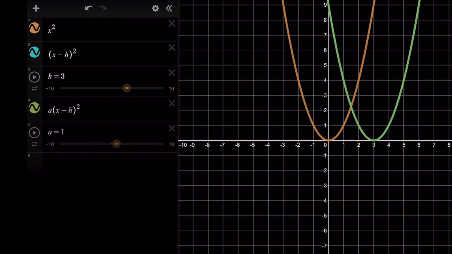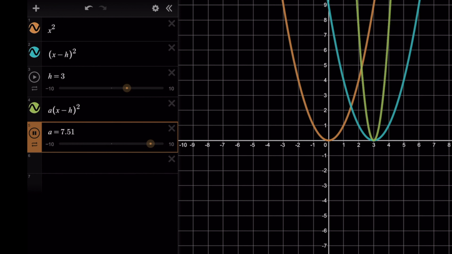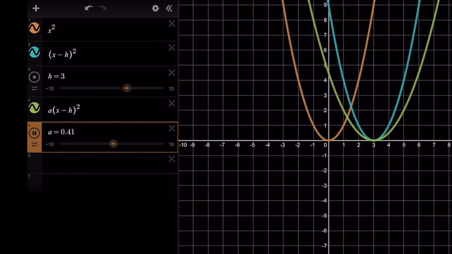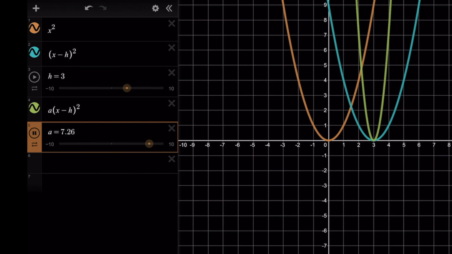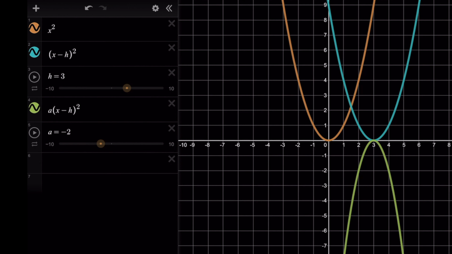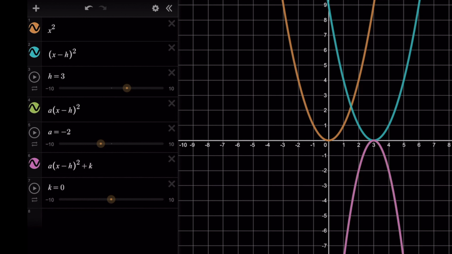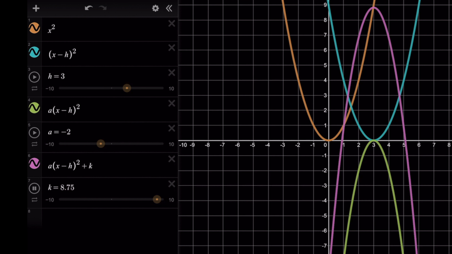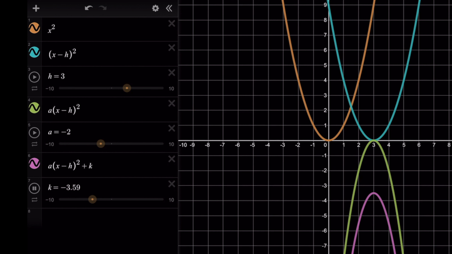Now let's use an a value to do some vertical scaling. You can see if a is positive, it's just vertically stretching or compressing it. But as we have a negative a value, we are also doing a reflection over the horizontal axis. So I'm going to do a equals negative 2, just for now, for us to see this. Our parabola is reflecting over the horizontal axis and doing a vertical stretch by a factor of 2. Then lastly, k moves the parabola up or down. Here I'm going to use a k value of negative 4, which moves the graph down 4 units.